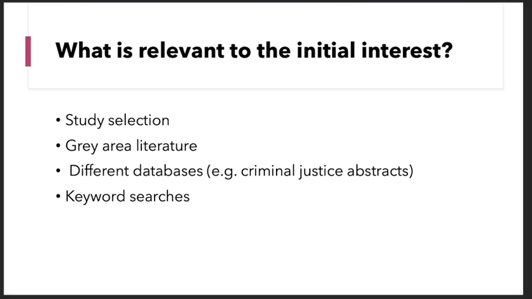You also need to spend some time thinking about your keyword searches. You want to get as many relevant papers as possible and as few irrelevant ones as possible. You can use a combination of general and specific search terms. So for a study of music programs in prisons, it may be music plus prison, music plus offenders, or more specifically, drums plus prison. And you can try a variety of those terms and see how many papers are returned to you.